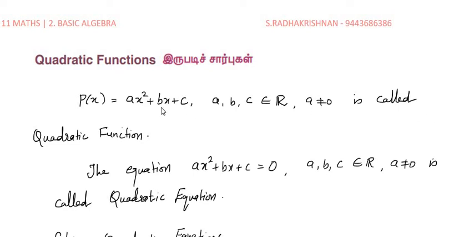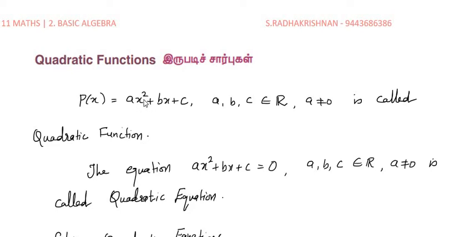Next video we'll see the exercise based upon this concept, right? Okay, quadratic function. P of x is equal to ax square plus bx plus c, where a, b, c belong to R. In this a, b, c are definitely real numbers and a is not equal to 0. A should not be 0. This is called a quadratic function.